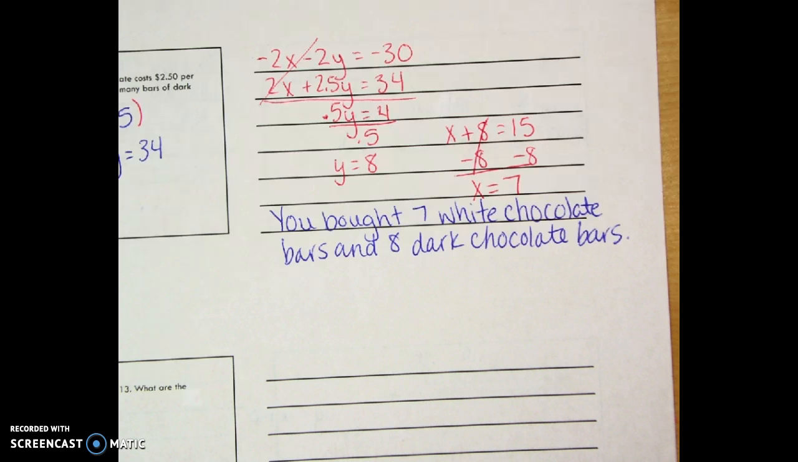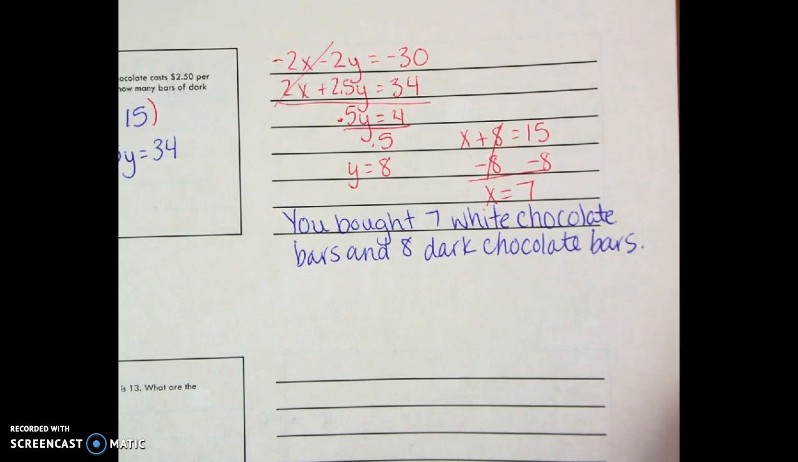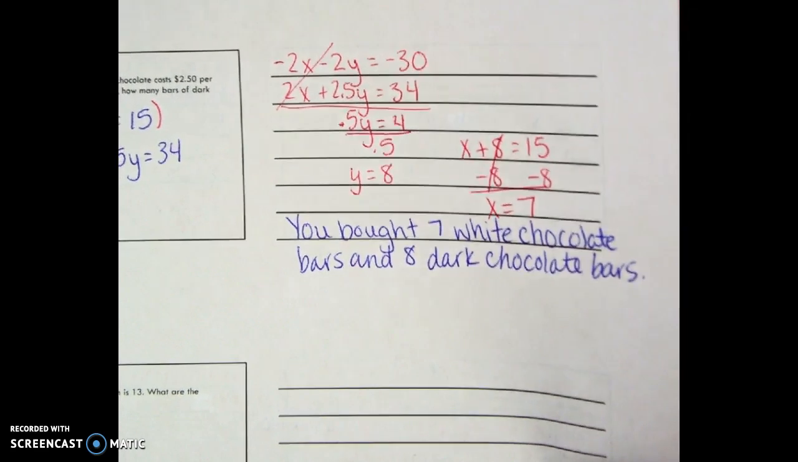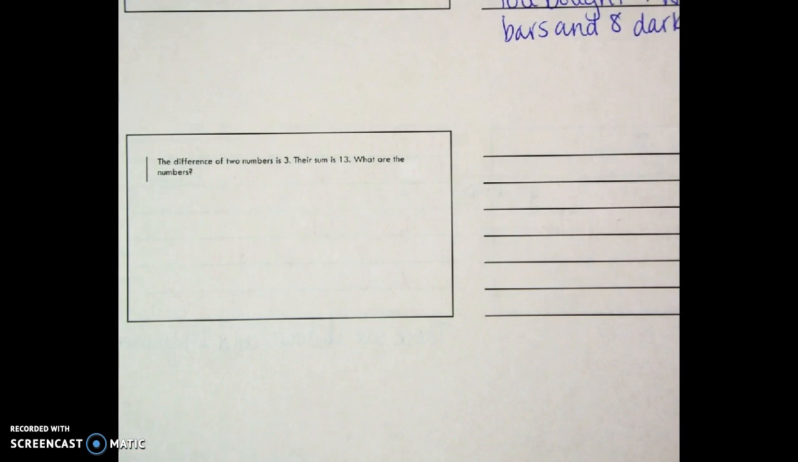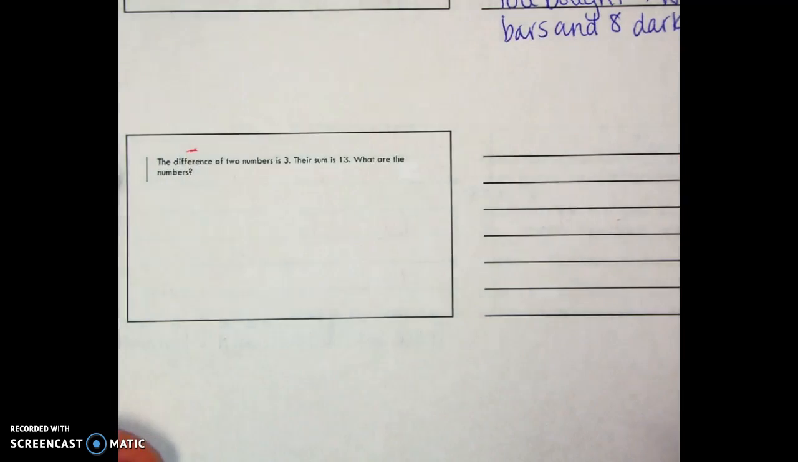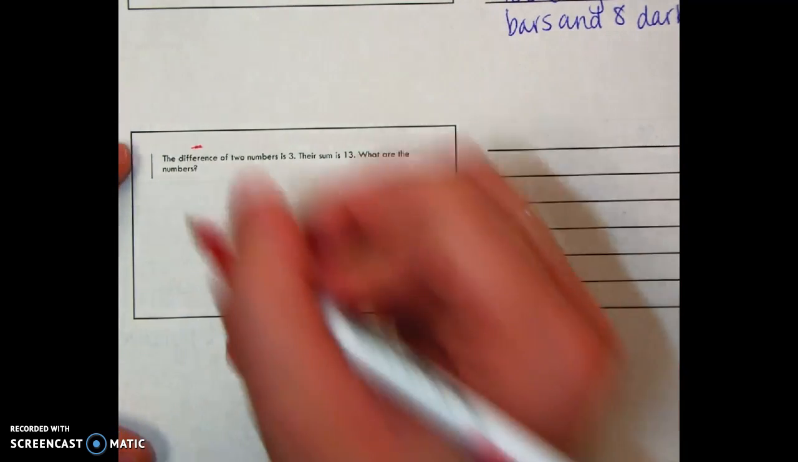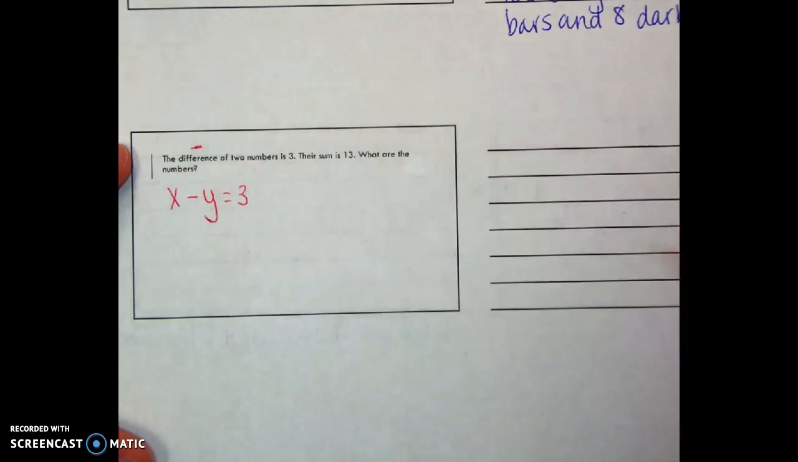Okay, I have one more for you to do, and this is the one that for some odd reason people either think is really easy or they think is super difficult. So hopefully it's super easy for you. Okay, so the difference of two numbers is 3. Difference means subtracting, in case you didn't remember that. And our two numbers in this case are just x and y. So x minus y equals 3.